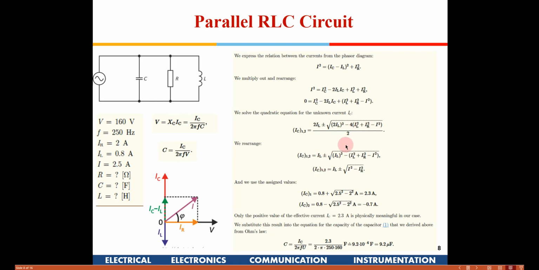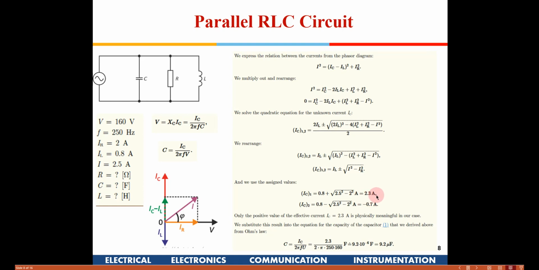Once we do that, we know the values of IL, which we have already computed. IL, IR and I have been given in the problem statement itself. These values have been given here. So putting those values, you get two values for IC, right? Here we have assumed that IC is greater than IL, so it is going to be positive. So we are going to take this as a positive value. Okay, so this is the value which we are going to take.